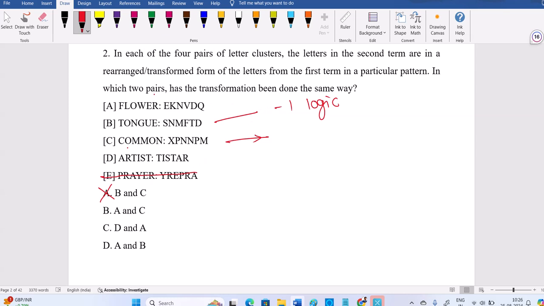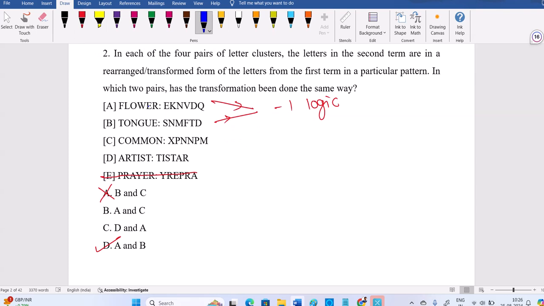Yeah, -1 logic here also. L before letter K, R before letter Q. So A and B is following -1 logic. So we need to select that pair. Option D is correct. So two options follow the same pattern, maybe writing from back to front, different logic.